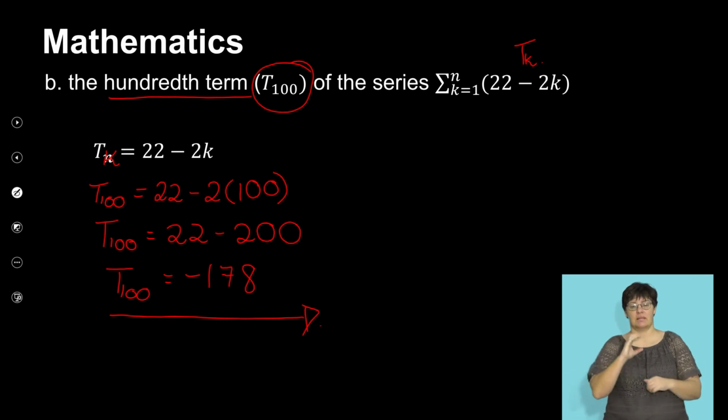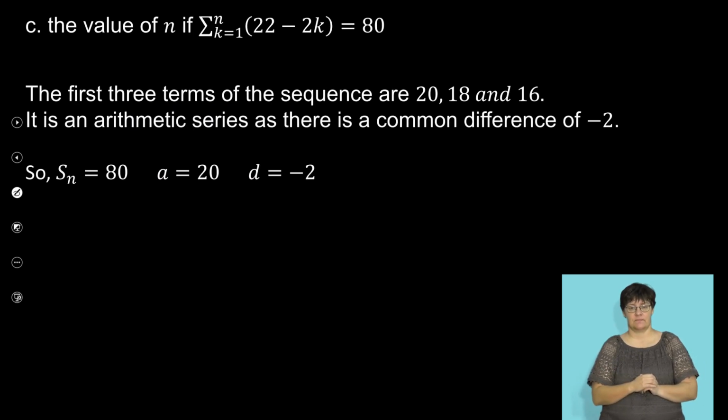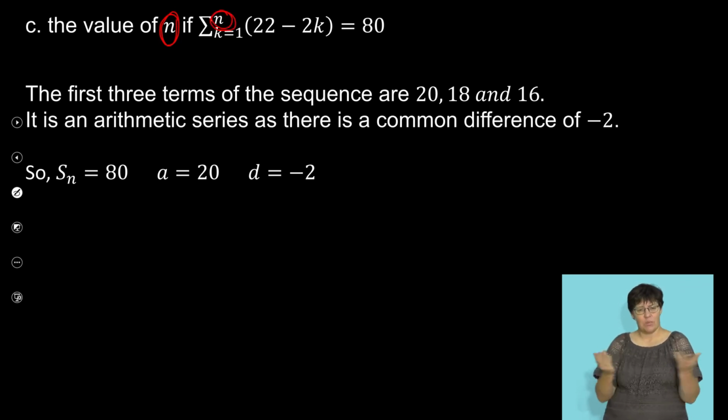Let's move on to C. So we now need to determine the value of n. So this means this question is asking me how many terms are involved in the sum. So we're determining n if the sigma of 22 minus 2k is equal to 80.